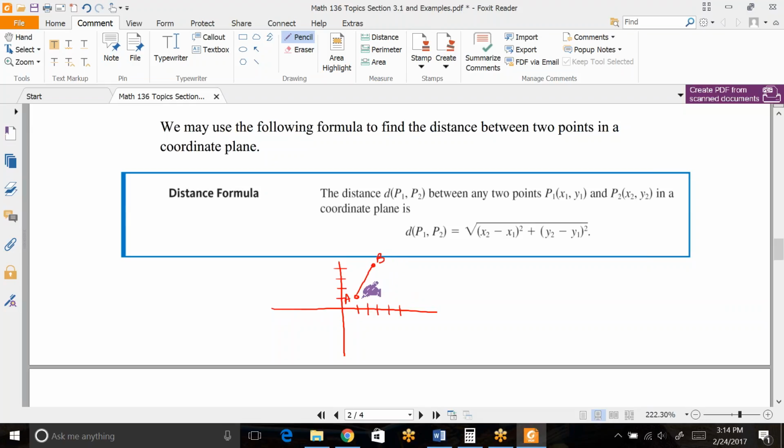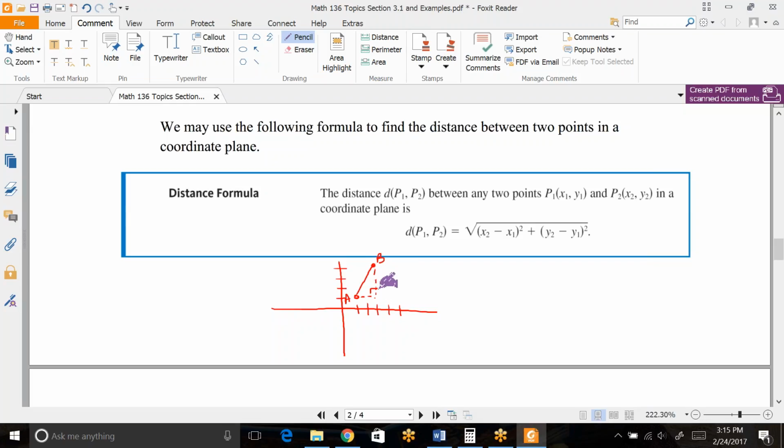Another way of thinking about this direction, though, is if we could only travel horizontally and vertically. If we could only travel horizontally and vertically, it's like driving in a city. You'd have to go 2 blocks this way, and then you'd have to go 4 blocks up. Now, that doesn't give you this distance. It actually gives you more because you've gone along the long way.